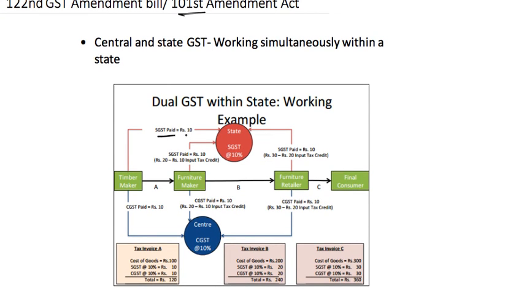A person pays SGST at the rate of 10% on rupees 100, and at the same time he also pays CGST, which is central GST, at various phases of purchase and sale of a good. He pays state GST and central GST simultaneously. This was not happening before, and people had to pay state VAT separately and central taxes separately. This is an advantage wherein both will work simultaneously.